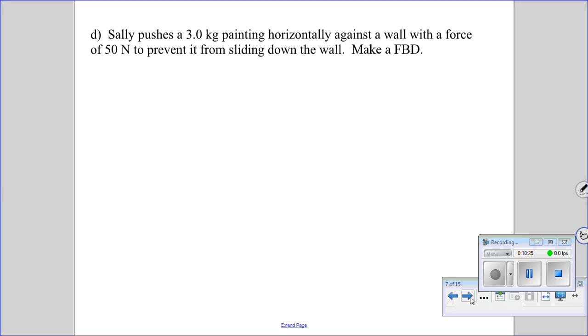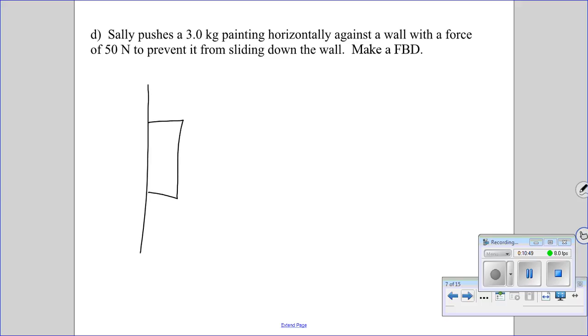All right, so it says Sally pushes a 3-kilogram painting horizontally against a wall with a force of 50 newtons to prevent it from sliding down the wall. Make it through my diagram. So it's this. There's a painting. She's holding it against the wall. Okay? So let's draw that. So here's the wall. Here's the painting.